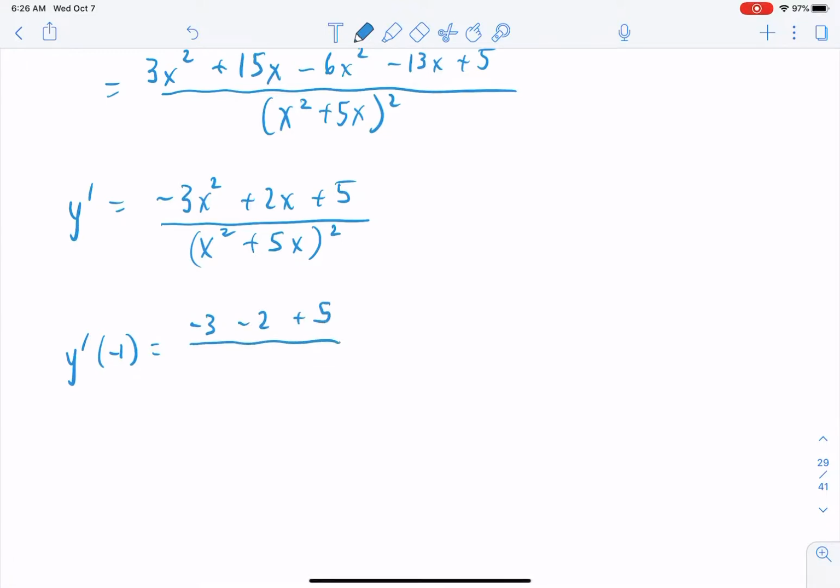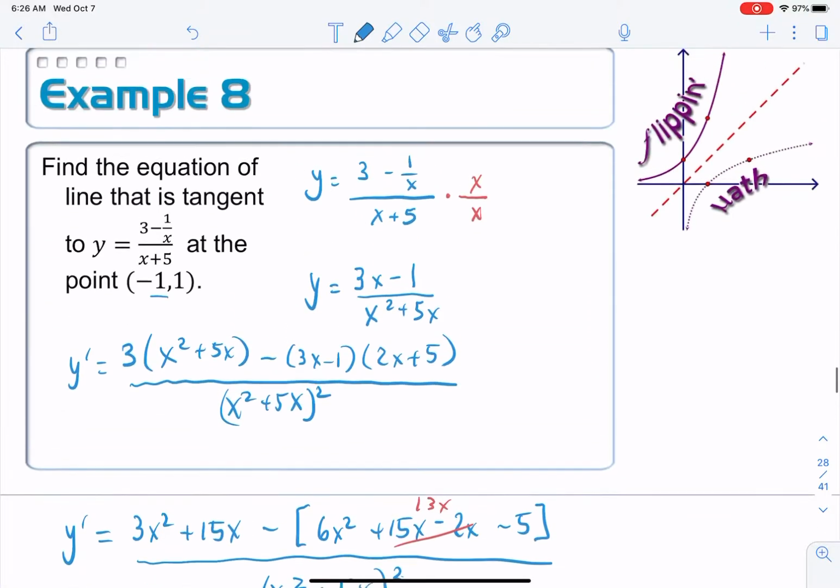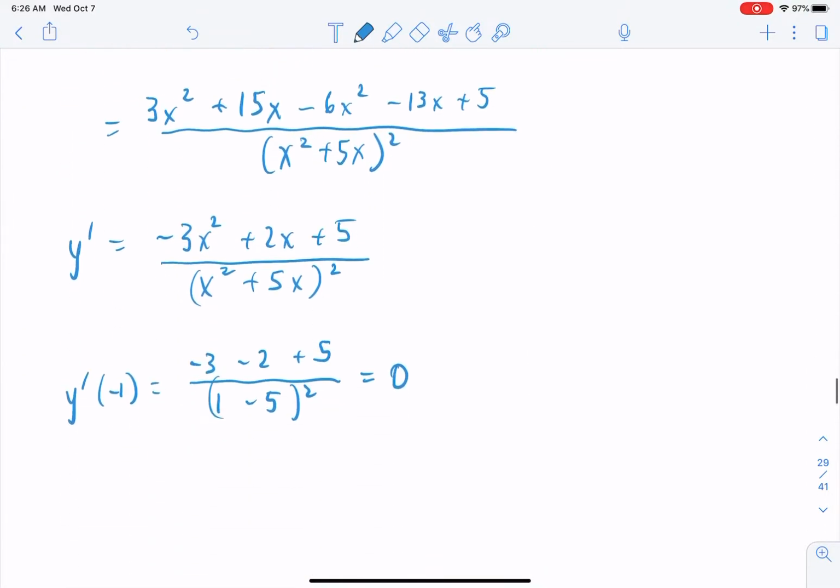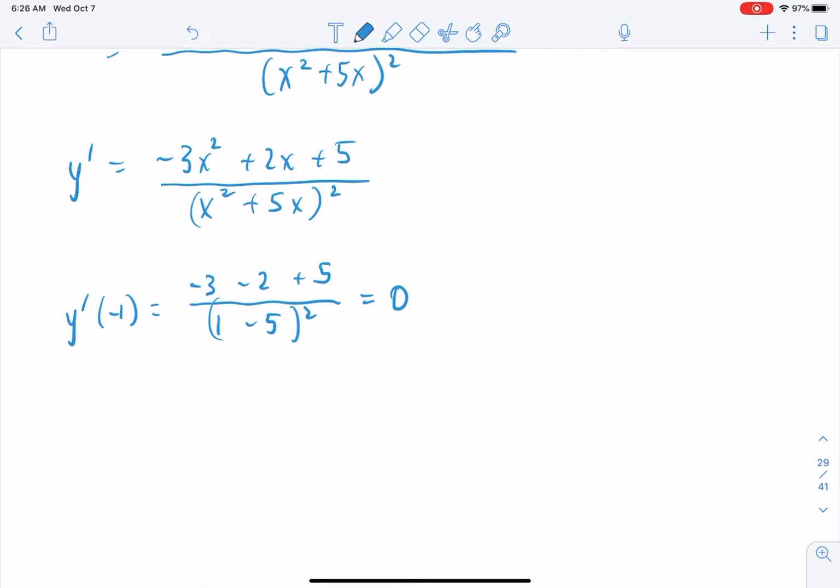Is this going to be what I think it's going to be? Negative 1 squared is 1. Minus 5 over, it doesn't even matter squared because the top's equal to 0. The bottom's not equal to 0. This is 0. Wow. Are you kidding? All of this work for the fact that the slope there was equal to 0.